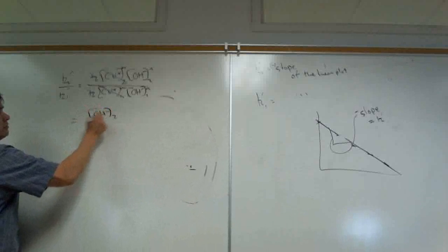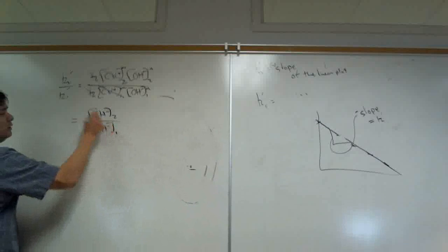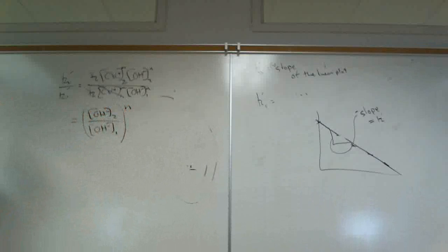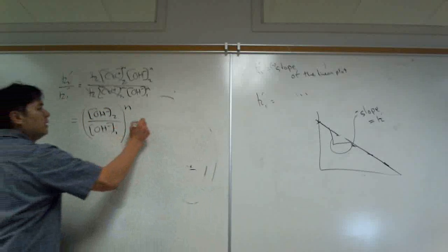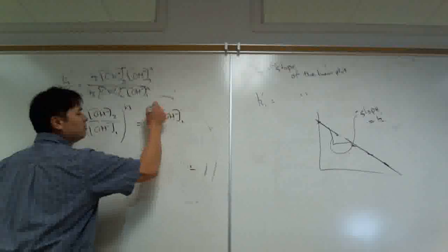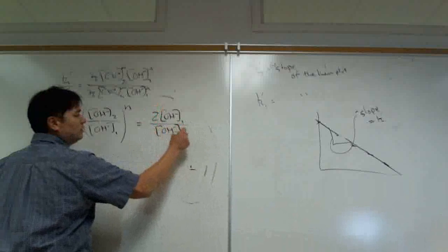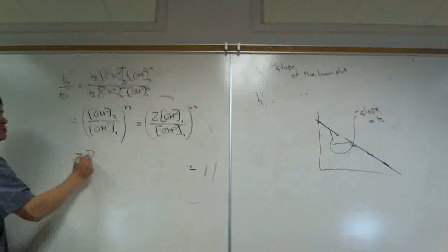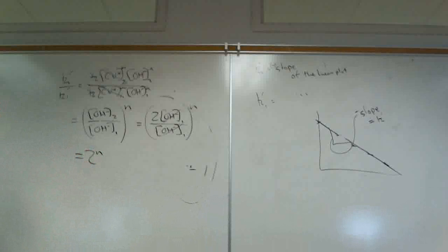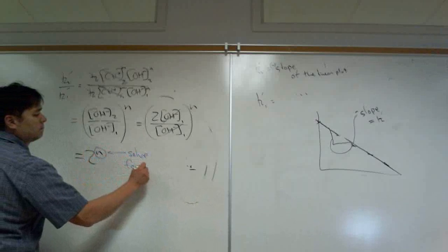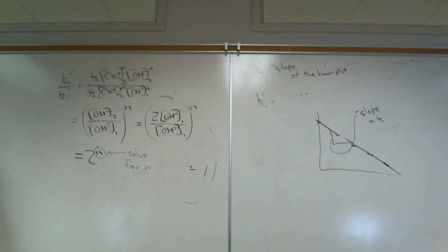And so let's simplify this. I'm going to put the hydroxide for run 2 over the hydroxide for run 1, this whole thing raised to the n power. Now the hydroxide in run 2 was double the hydroxide in run 1. And so we could just go ahead and substitute that in. The hydroxide in run 2 is equal to 2 times the hydroxide in run 1, divided by the hydroxide in run 1, raised to the n power. Hydroxide in run 1 cancels out, and so this gives us 2 to the n. All right, so once we have the ratio of the K primes, then we solve for n. And that should give us n.